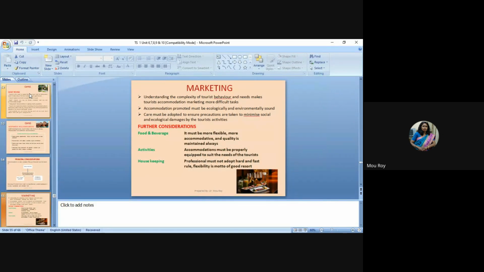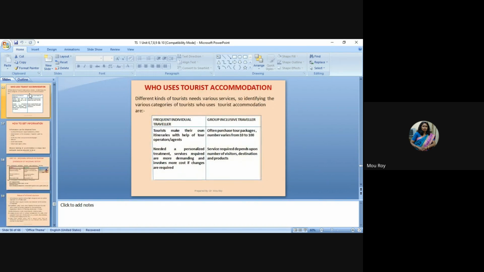These are the different sectors of the hospitality industry: food and beverage, housekeeping, accommodation. Then who uses them, like FITs, you can remember this short form. It is free individual traveler, known as FIT, and group inclusive tour. When you are traveling individually, you are known as FIT, a free individual traveler. When you are in a group with more than 15 members, it is termed a group inclusive tour.